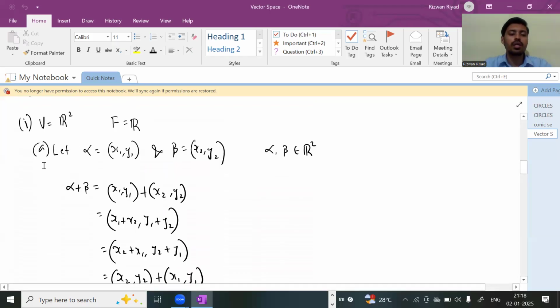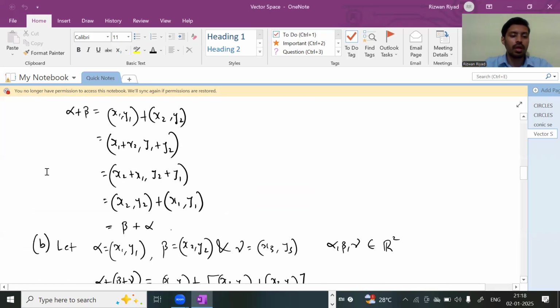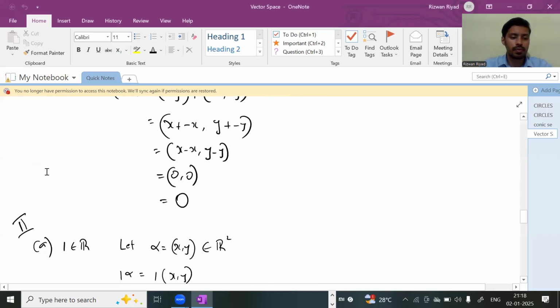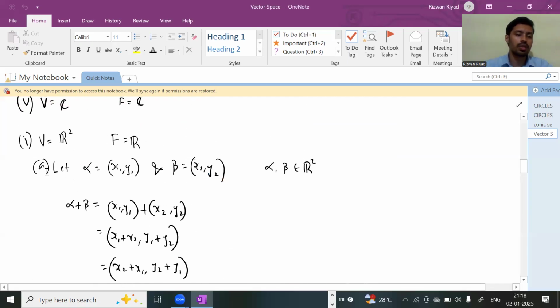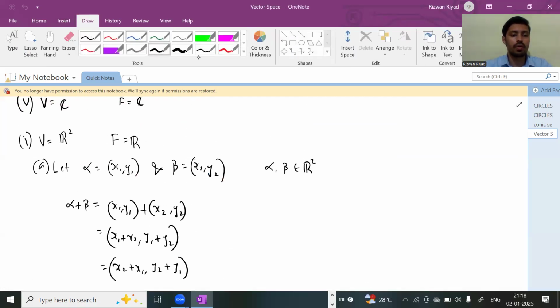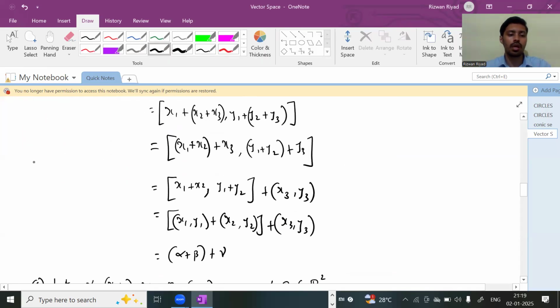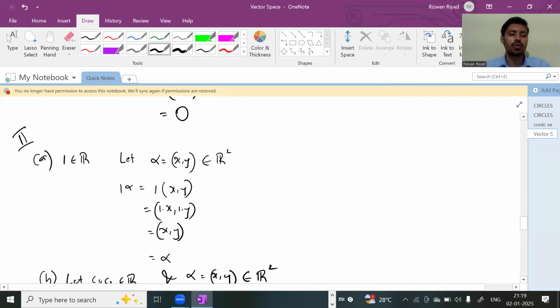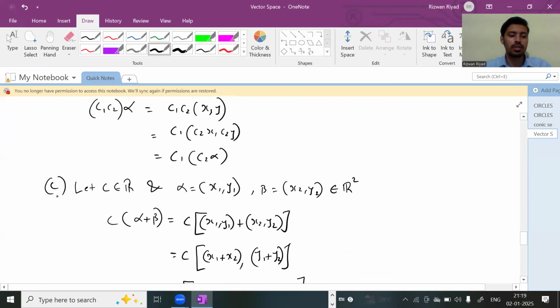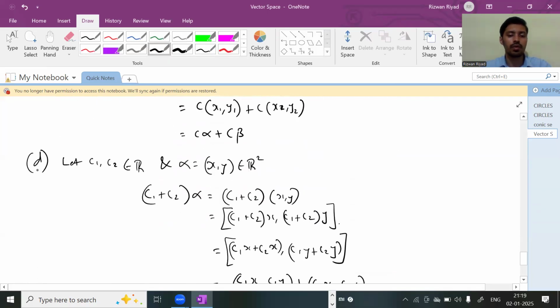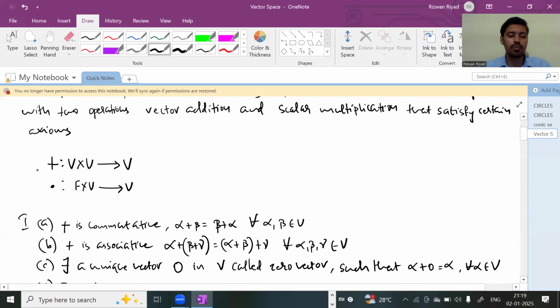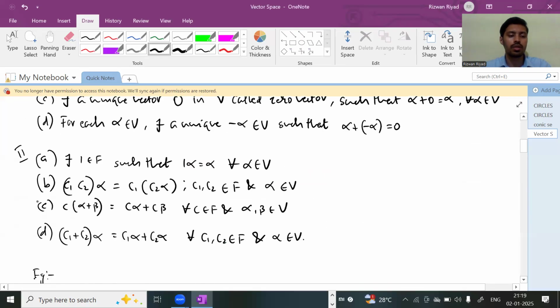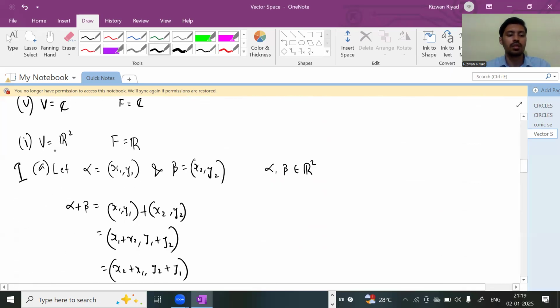Now let's see how it is satisfying the first property. We have two sets of axioms. Under the first set, we have four: A, B, C, and D. Similarly, in the second set also, we have A, B, C, and D, exactly the same as what we discussed here. First set of four, second set of four.